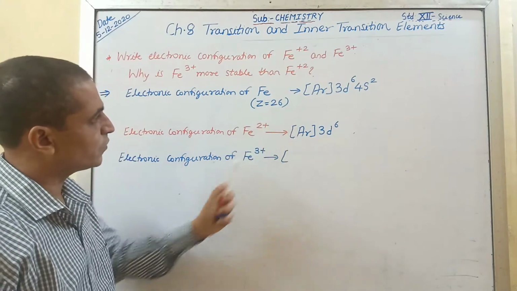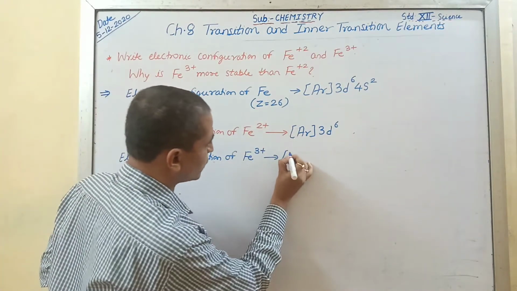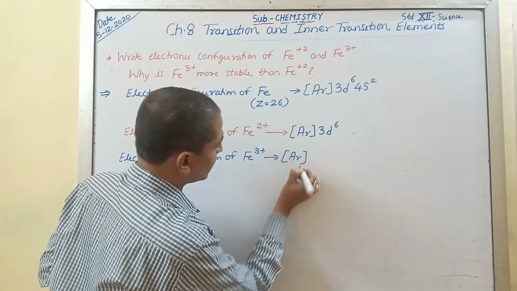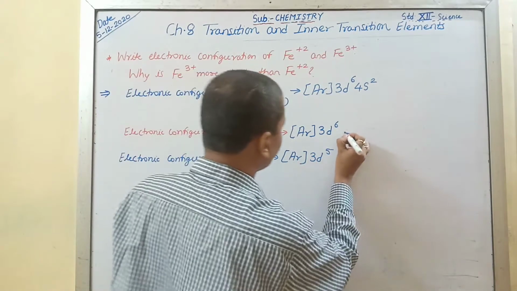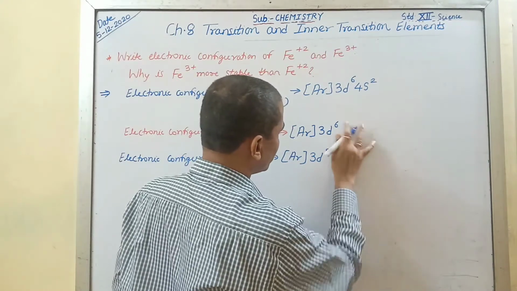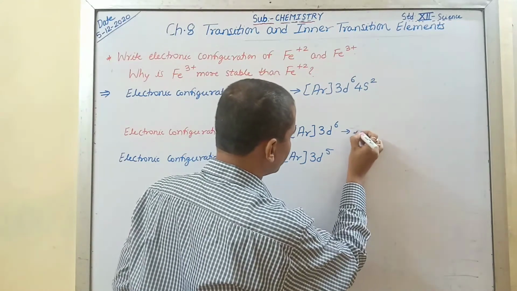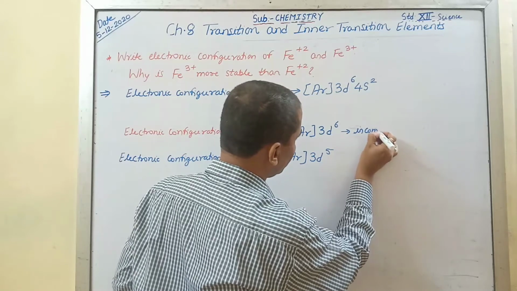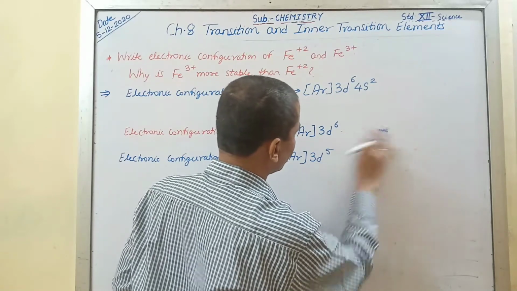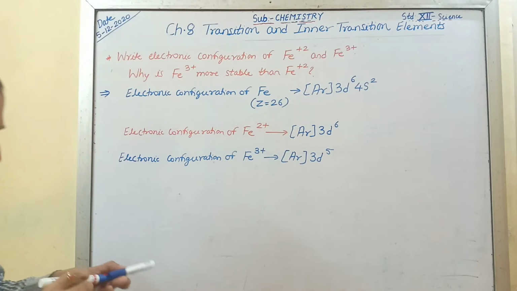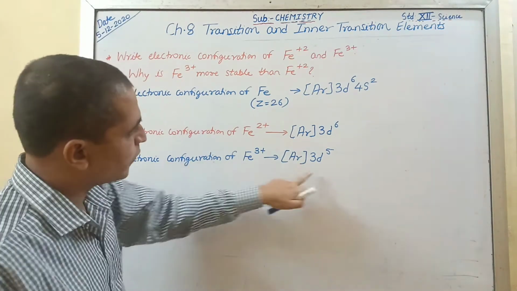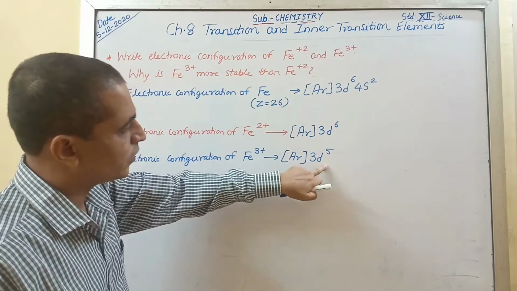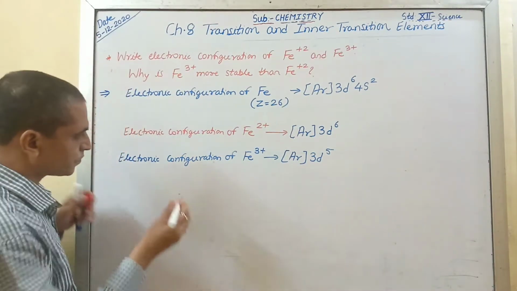26 minus 3. How many electrons do we have? 23. So put Ar 18, and here it becomes 3d5. Here, for Fe2+ it is an incompletely filled d subshell, but Fe3+ having 3d5 is half filled, and therefore it is more stable.